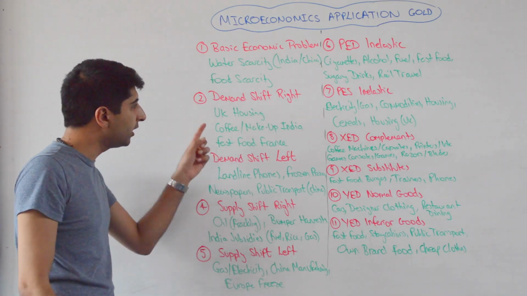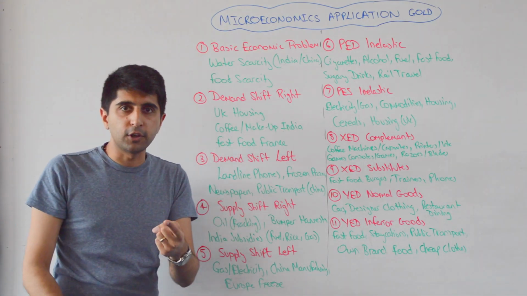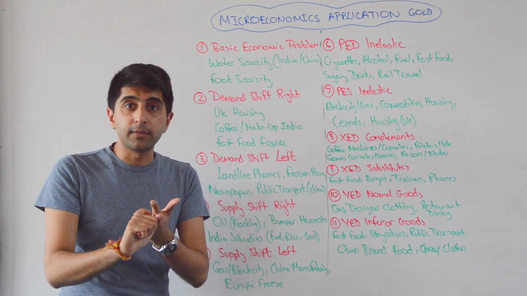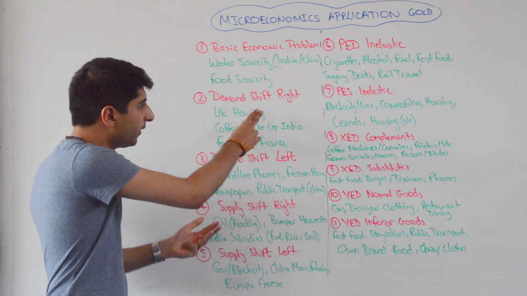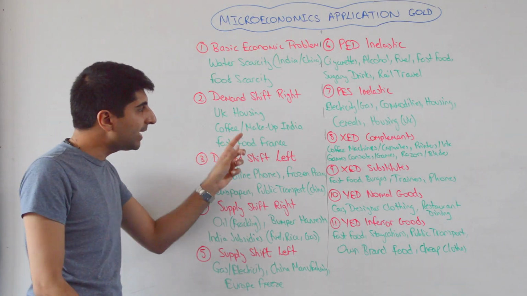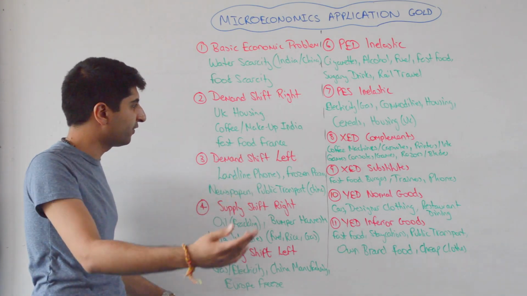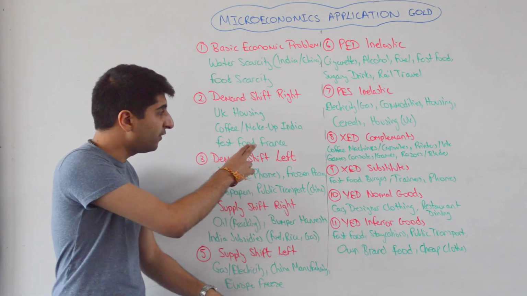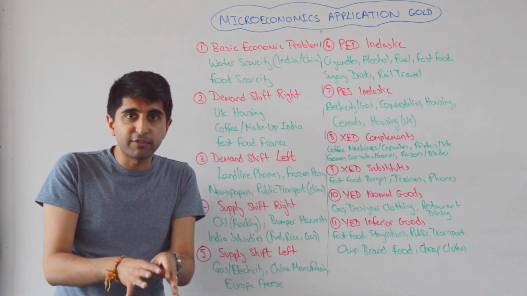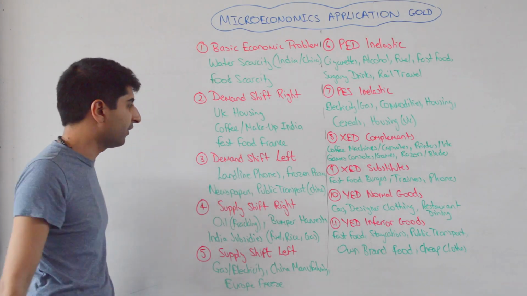For demand shifting right, UK housing, low interest rates you can talk about. Higher price of a substitute like rent, for example. Higher incomes in the UK. Coffee and makeup, these markets in India, big increases in demand, changing trends and fashions. Fast food in France, inferior good. Incomes have been falling in France, pushing up the demand for an inferior good like fast food.